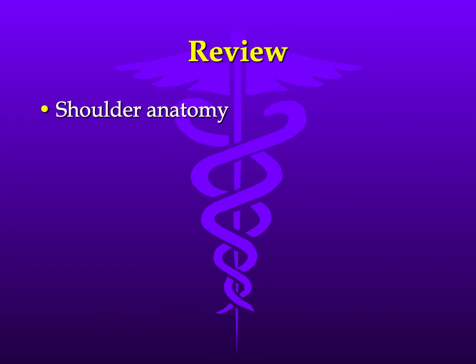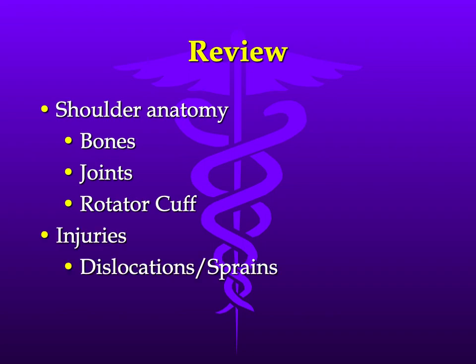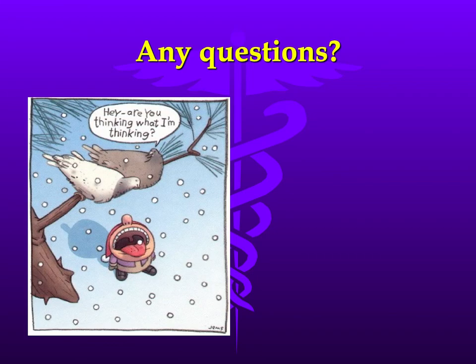Let's review. We talked about shoulder anatomy. We talked about the bones. Talked about the 4 joints, the rotator cuff muscles. Injuries, we didn't talk about a lot of injuries. Talked about some dislocations and sprains, some strains, and bicipital tendonitis.